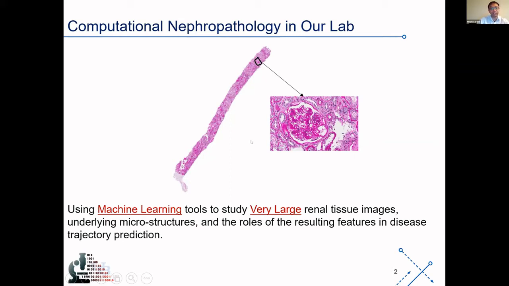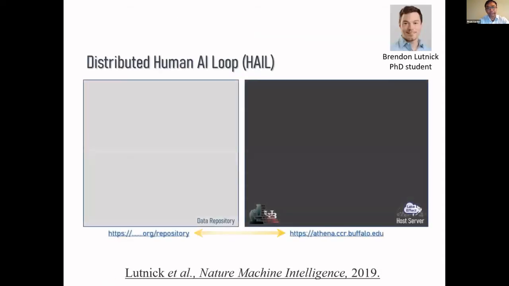So we use machine learning tools to study very large renal tissue images. In our lab in particular, we also look at other types of tissue images, but right now we're funded mostly to look at renal tissue images to understand underlying microstructures and the role of the resulting features in disease trajectory prediction. So at the heart of our work, we have developed this tool called Distributed Human AI Loop. The part that we developed is funded by this Office of Director by Hades group.